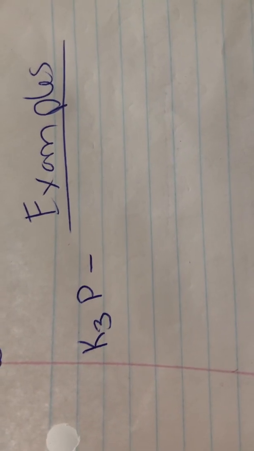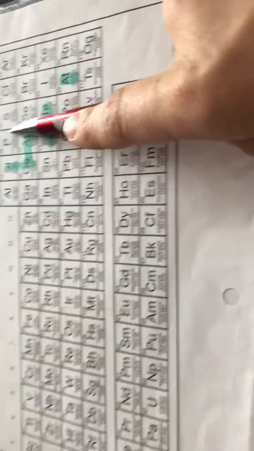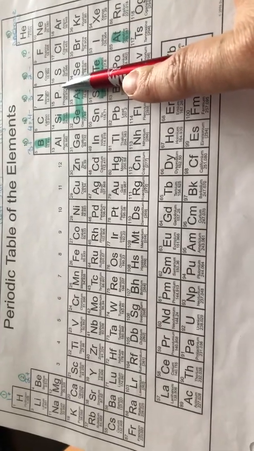So here we have K3P. The reason this is an ionic compound is because we have K, potassium, which is a metal, and we have P for phosphorus, which is a nonmetal. So we have a nonmetal and a metal mixed together. That makes it an ionic compound. So how do we name this ionic compound? We call this just potassium phosphide.